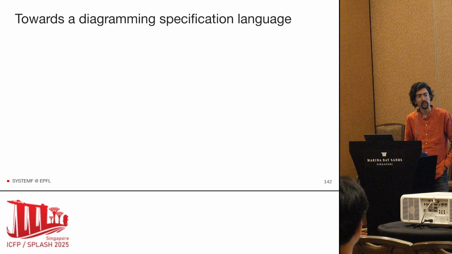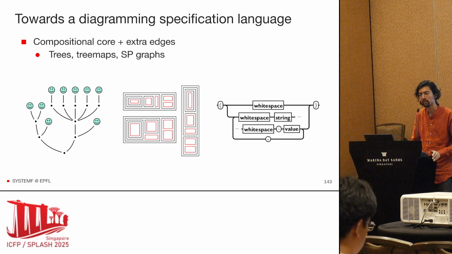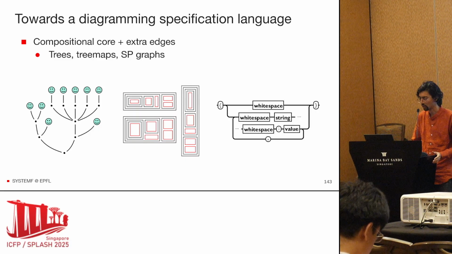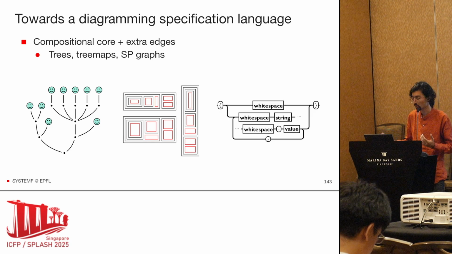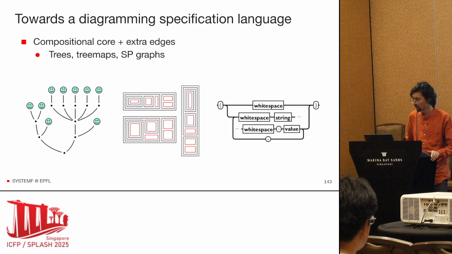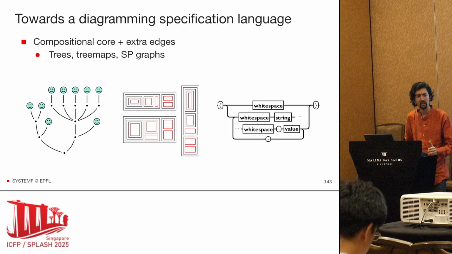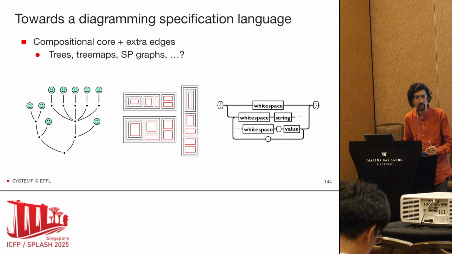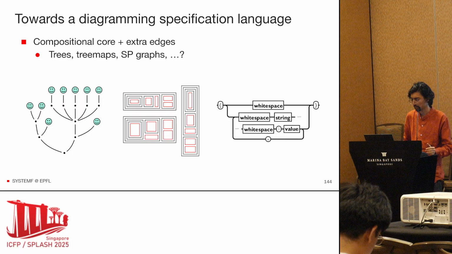The first is working towards a diagramming specification language. I think that most diagrams that we use in programming and theorem-proving contexts can be seen as and drawn as a core compositional structure with some extra edges on top. Trees and tree maps weren't quite enough because then I had to work on these railroad diagrams separately. But if we also have a series parallel graph layout, is that enough? Or do we need more primitives? This is something I'm still thinking about.